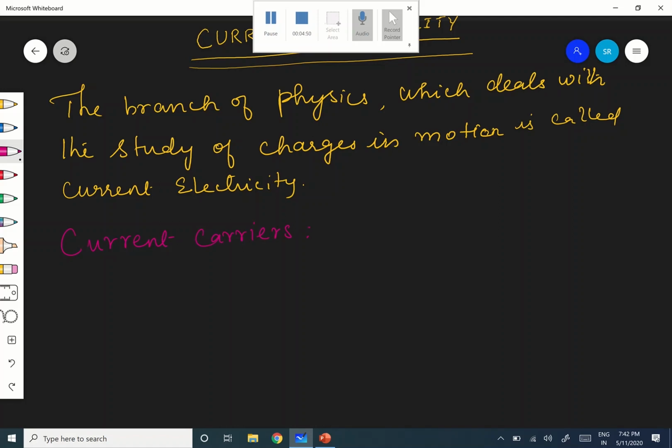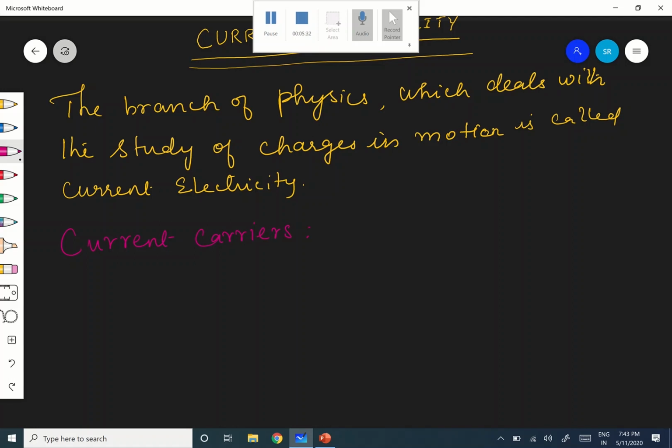So what are current carriers? Very important: the charged particles whose flow in a definite direction constitutes the electric current are called charge carriers or current carriers. So the charged particles whose motion in a particular direction gives rise to current are called current carriers.